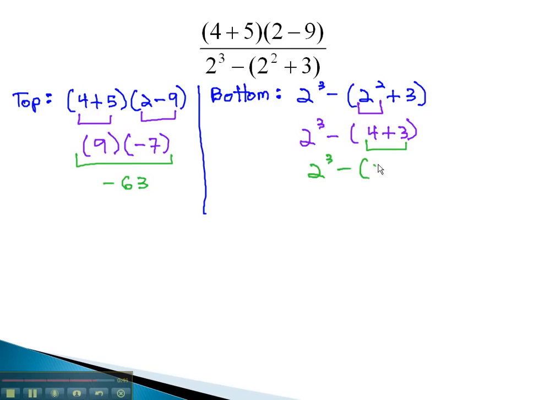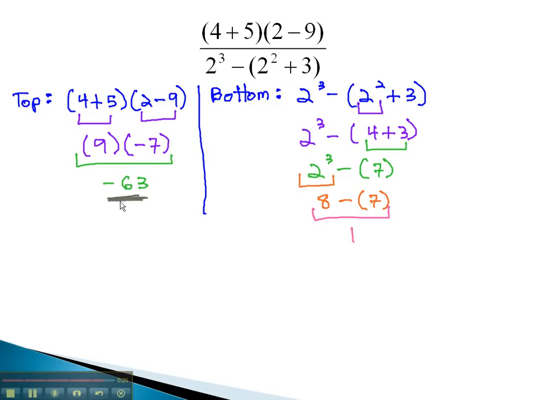2 cubed minus 7. Next, after the parentheses, we are asked to simplify exponents. 2 cubed is 8, minus 7. And finally, 8 minus 7 is 1.